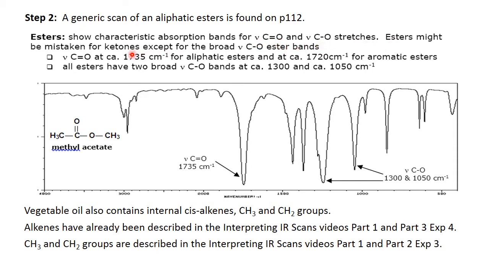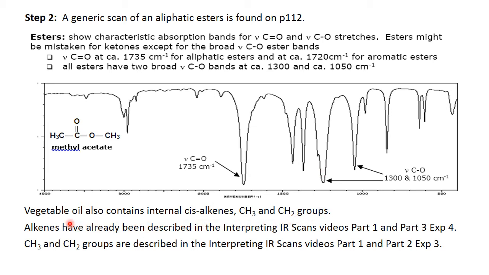Now, esters might be mistaken for ketones were it not for the broad CO ester bands down here that distinguish them from ketones. So specifically, the carbonyl stretch at 1735 in the case of aliphatic esters. If you compare aromatic esters, you'll find the carbonyl stretch moves down to about 720. Conjugation typically lowers any given absorption band's wave number. The esters also have broad CO bands at 1300 and 1050. Pretty hard to miss this. So that takes care of the ester.